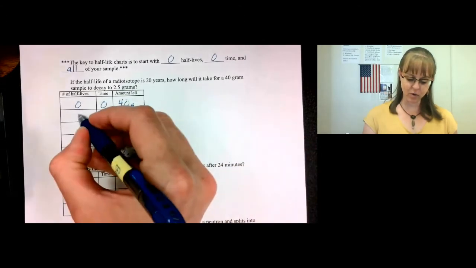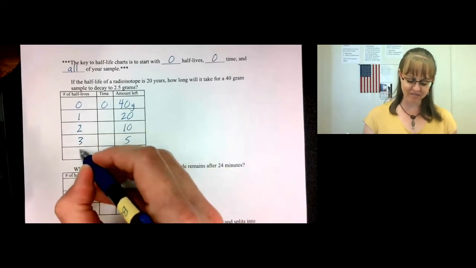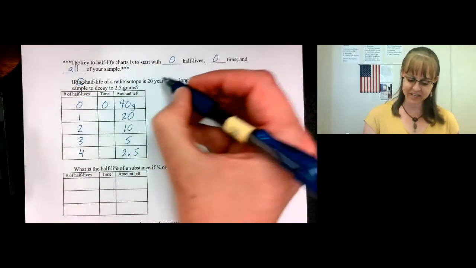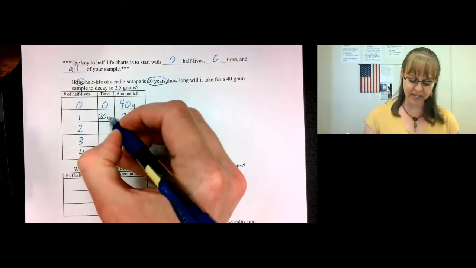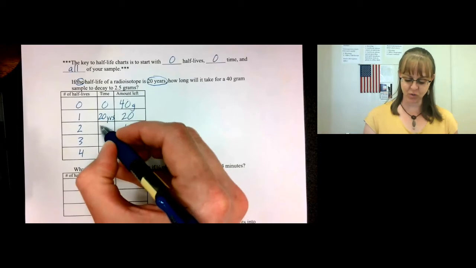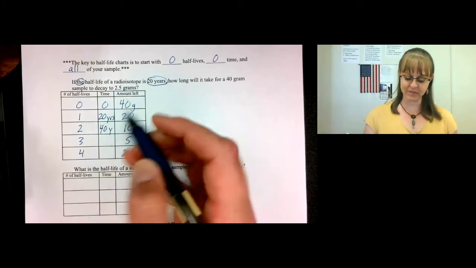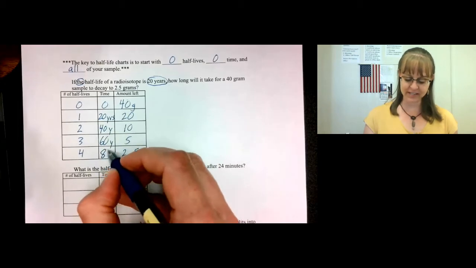Now count how many half-lives that took. Start with 0. After 1 half-life we had 20. After 2 we had 10. After 3 we had 5. After 4 we had 2.5. Now, it tells us the half-life, 1 half-life, is 20 years. So 1 half-life and 20 years go together. 2 half-lives would be 2 times 20, which is 40 years. 3 half-lives would be 20 times 3, which is 60 years. And 4 half-lives, 20 times 4, is 80.